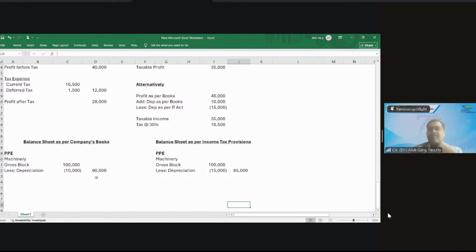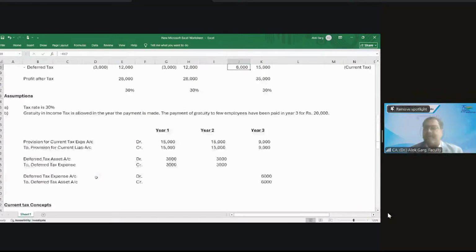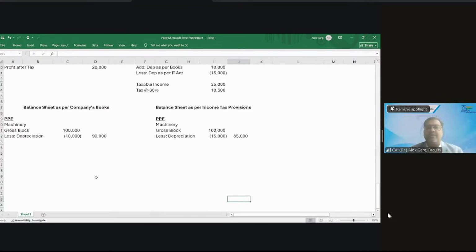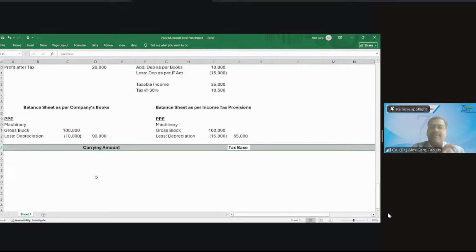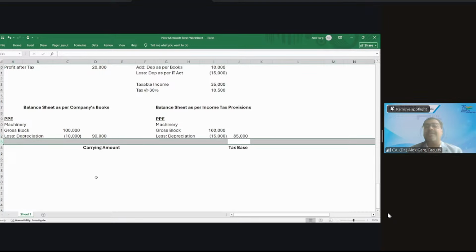So the balance in the company's books under the Companies Act and the balance as per the Income Tax Act for this PP&E is different. It's 90,000 and 85,000. Friends, this 90,000 is known as the carrying amount. You know about the carrying amount, right? I have read carrying amount many times. Yes. And the other is known as the tax base. These are the words which are there in the standard: carrying amount and tax base.